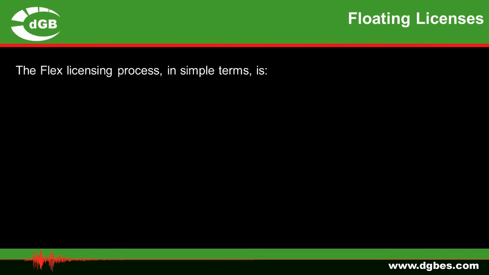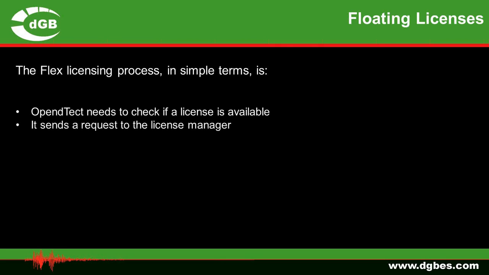Okay. In very simple terms, the FlexNet licensing process is this. OpendTect needs to check if a license is available. It sends a request to the license manager, and an allow or deny message is returned to the software.